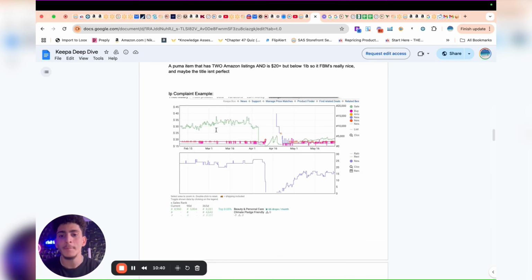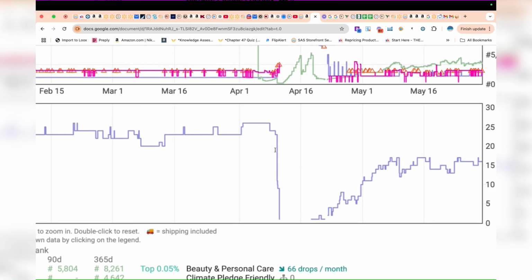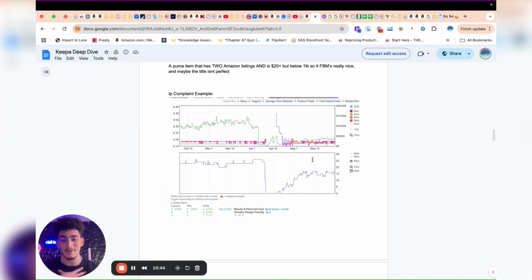Now, IP complaint history, right? You see that nice little drop off right there? We want to avoid that, right? As Amazon sellers, we want to avoid that because that can harm our account, right? An IP complaint, also known as an intellectual property complaint, is when the brand does not approve of you selling their brand on Amazon, right? And obviously that could pretty much ruin your account and essentially violate your account in a way where it could be really damaging and pretty massive, right? You want to avoid these things.